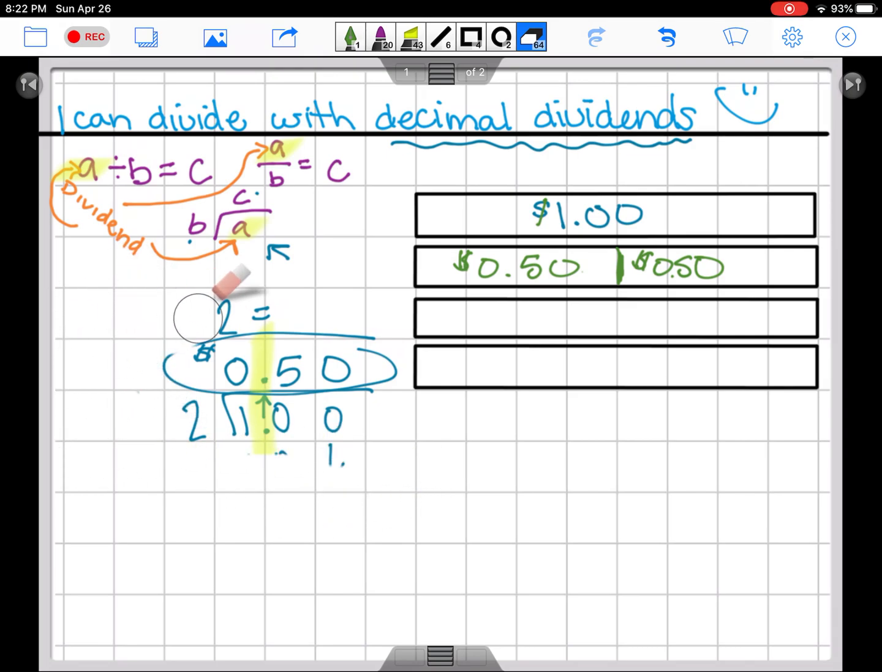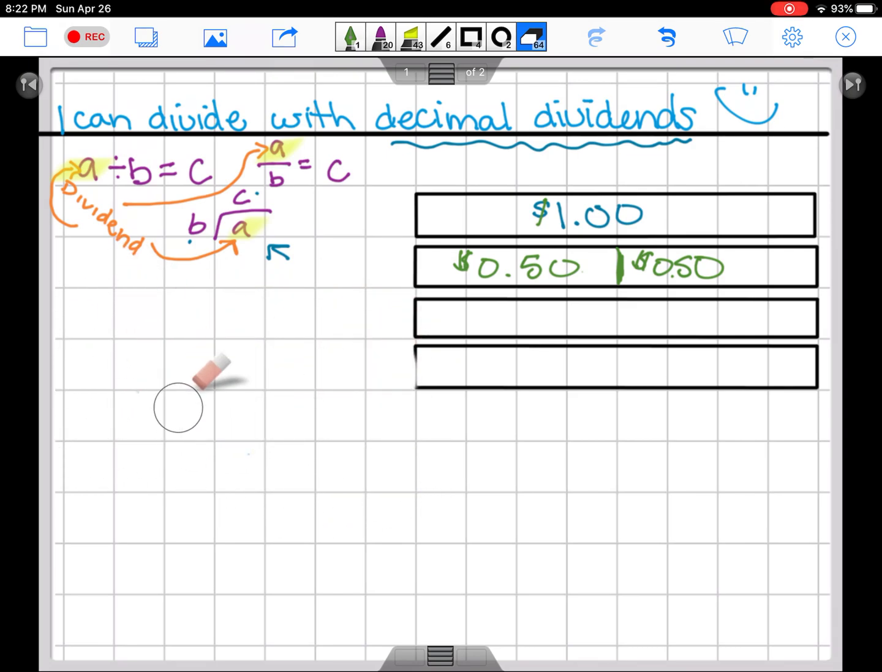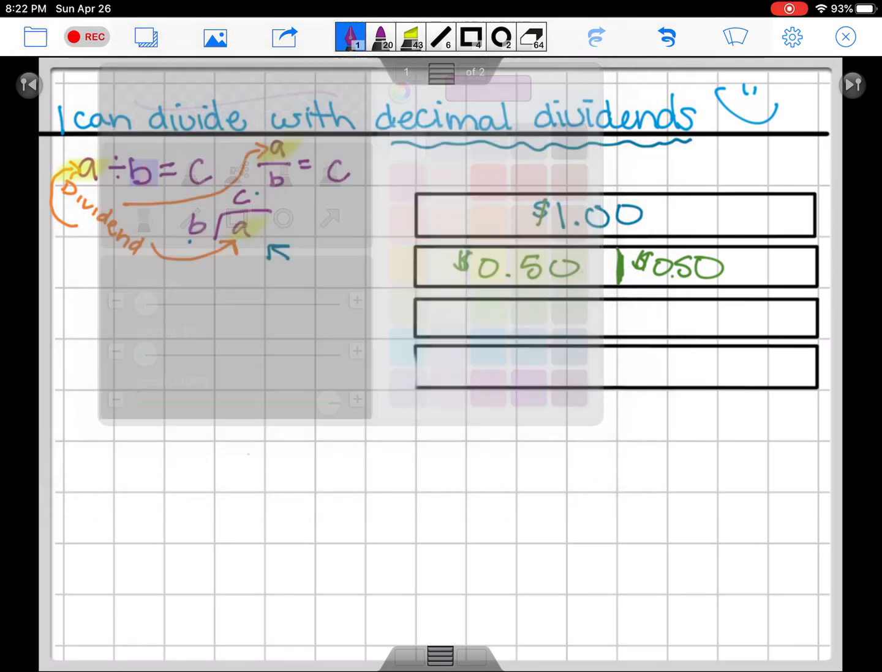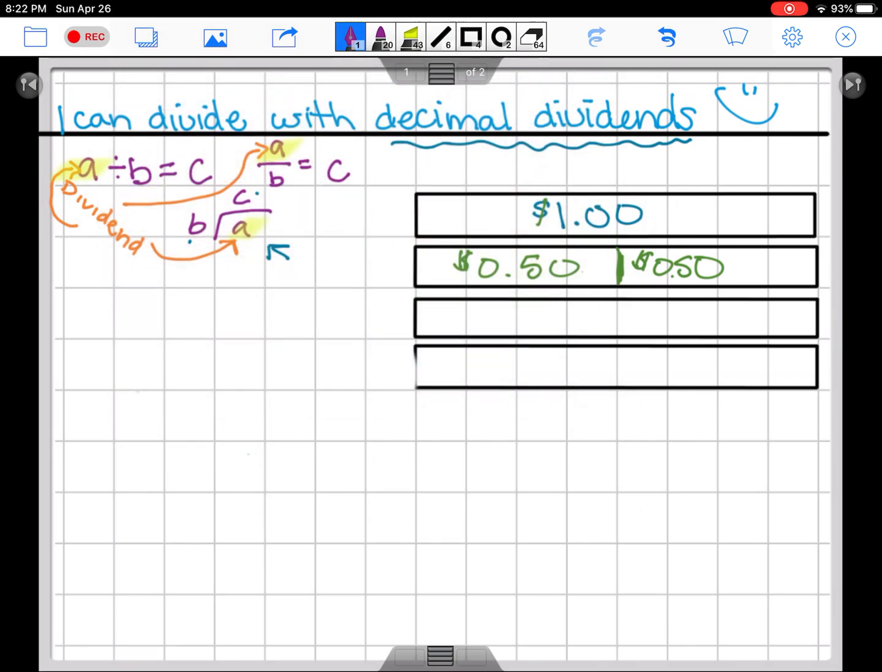Now, we can continue doing this. I'm going to erase some of this work. Let's see what that looks like when we take that 50 cents and divide it again. So one way this could be written would be 5/10 divided by 2 equals n. But really, because we're using money, we want to make sure we write it as 50 cents or 50 hundredths divided by 2 equals n dollars or cents, depending on how this looks.